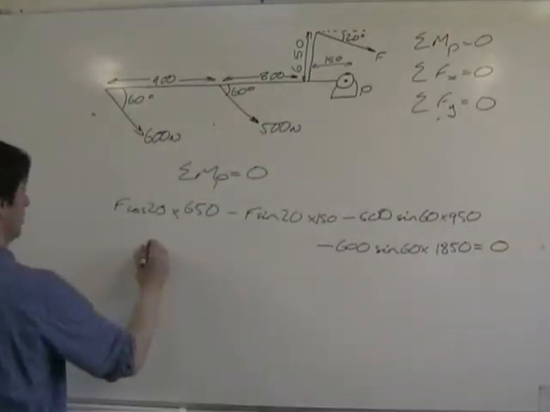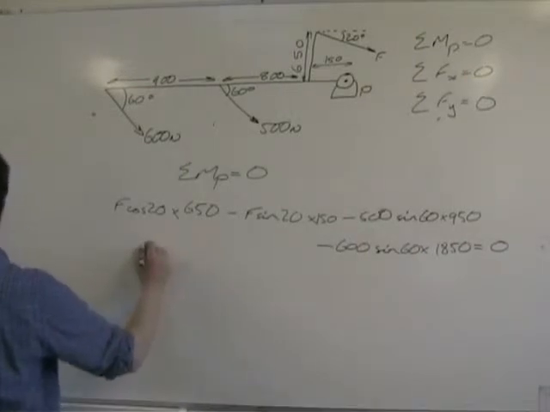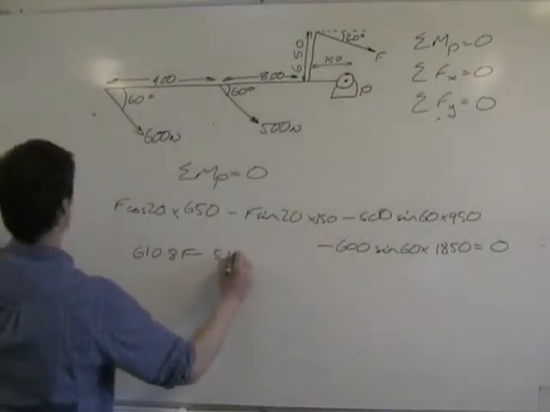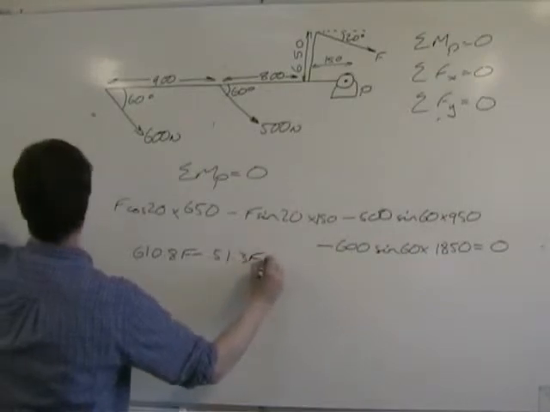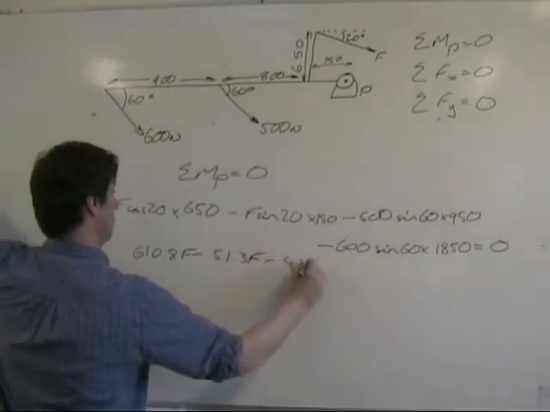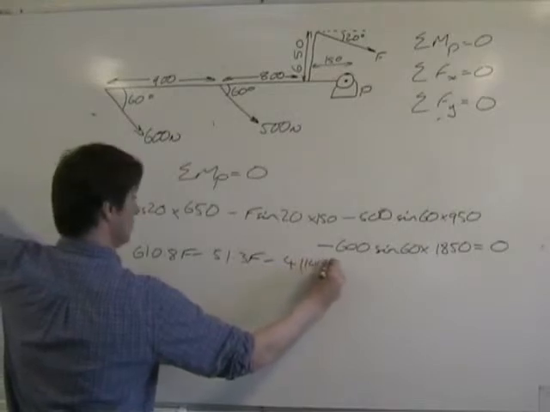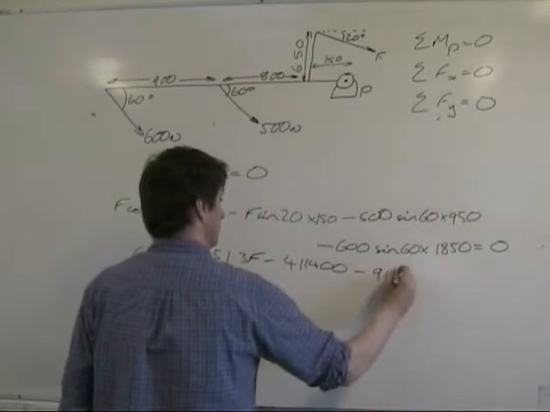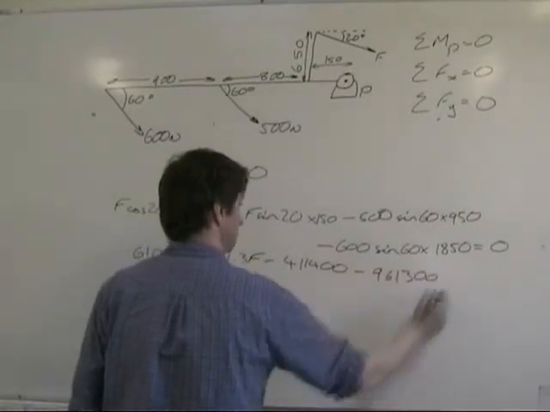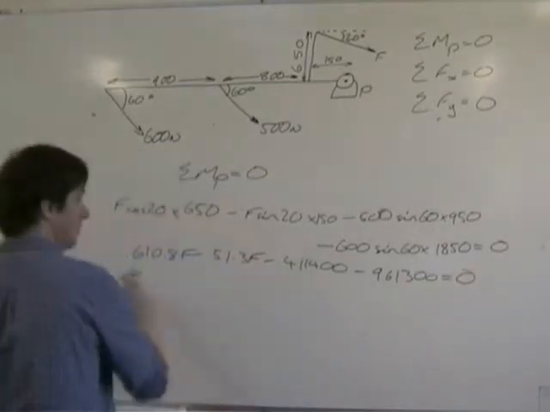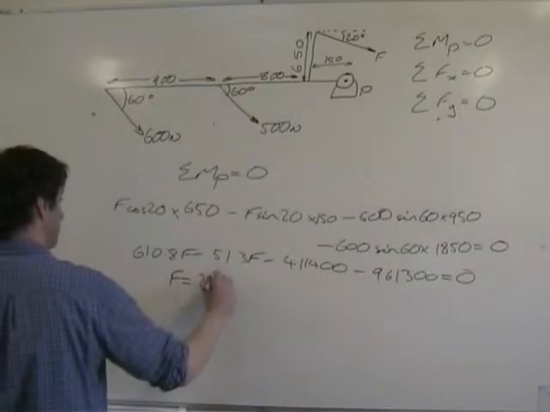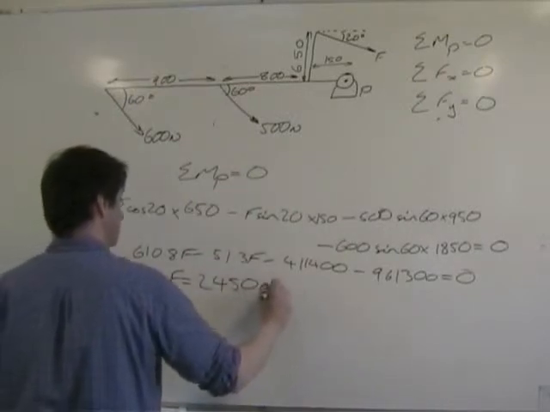So multiply this out, that's 610.8 F minus 51.3 F minus 411,400 minus 961,300. All that equals 0. Solve that line. We get F equals 2450 newtons.